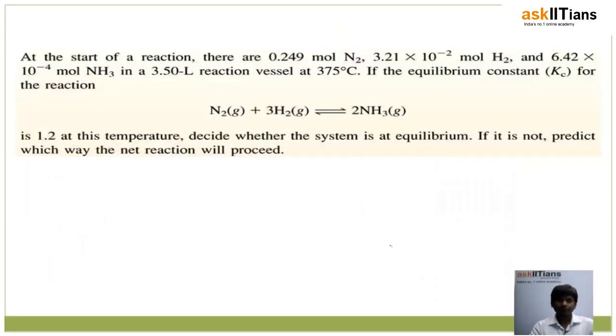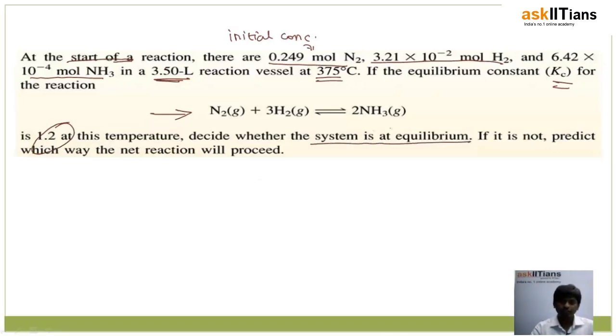Okay, now we have a numerical here. At the start of a reaction, you are given moles of nitrogen, hydrogen and ammonia, and it is said that at the start of the reaction, so can I say it is their initial concentration? So initial concentration is known, volume of the container is known, temperature is known. Equation in balanced form is known. Also you have been told that Kc is equal to 1.2. Now it is asking whether the system is at equilibrium or not, and if it is not, please predict the direction of the reaction.